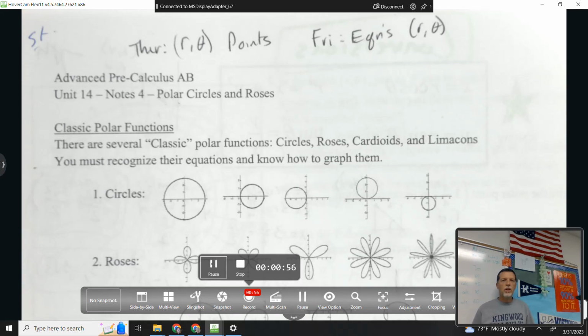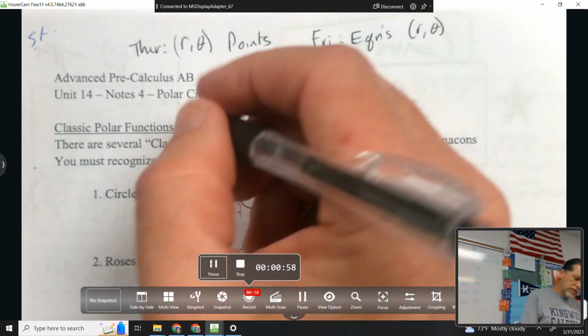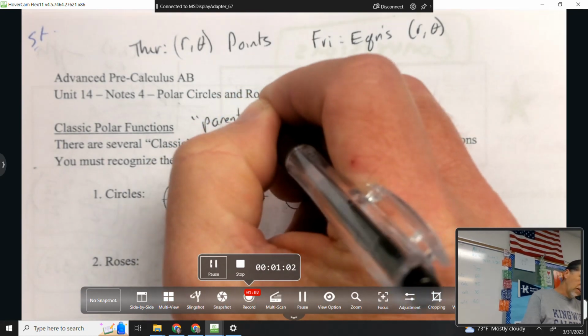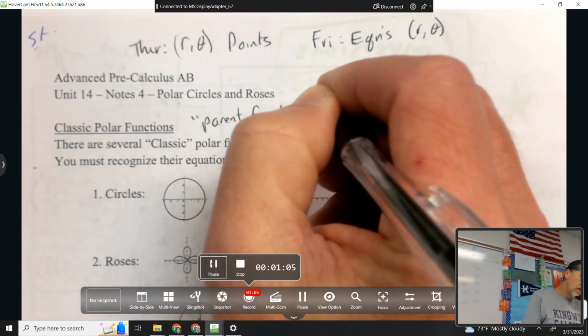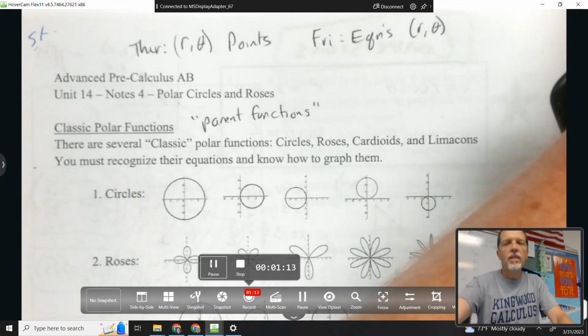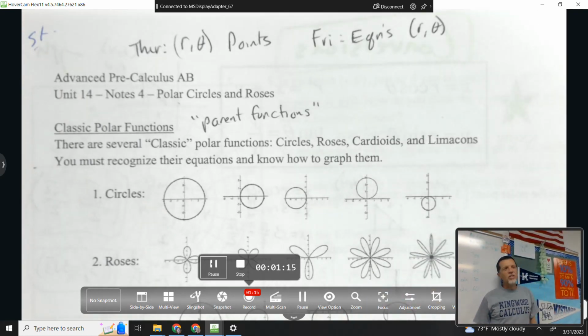And you can call them classic polar functions. You could also think of them as parent functions, right? Like you know what a parabola looks like, you know what a line looks like, you know what a circle looks like, you know what the square root looks like. At least I hope you know all those things. Those are the standard graphs in XY that you know.